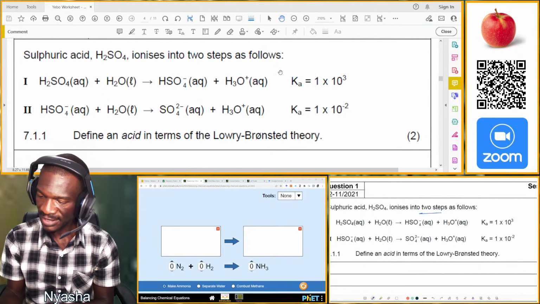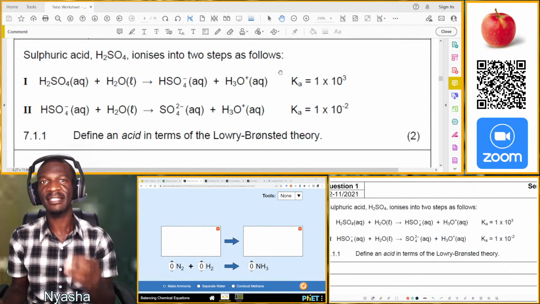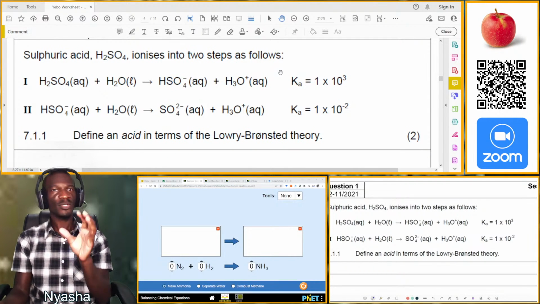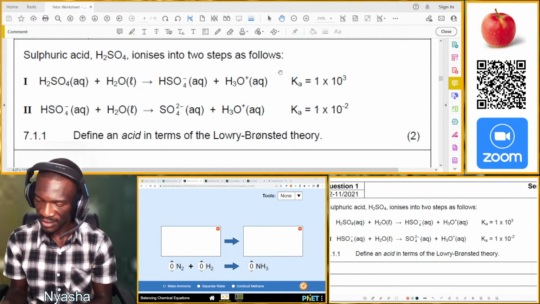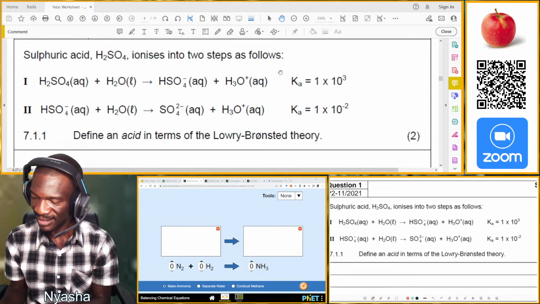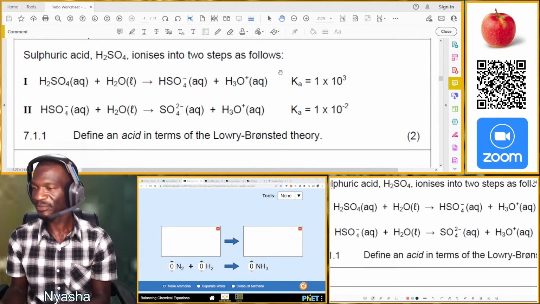So they've just said 2 steps. They've not said 2 steps according to the following balanced chemical reactions. So it's always important for you to check first. So let's look at chemical reaction number 1.